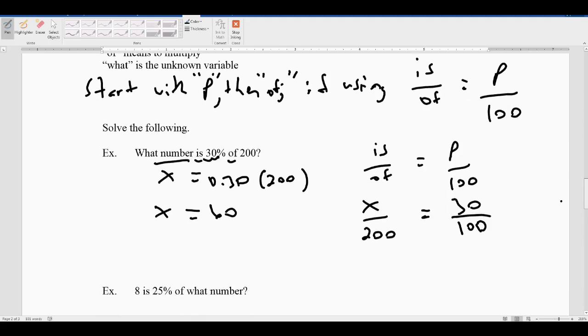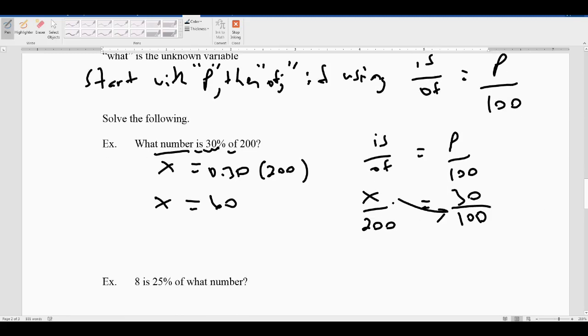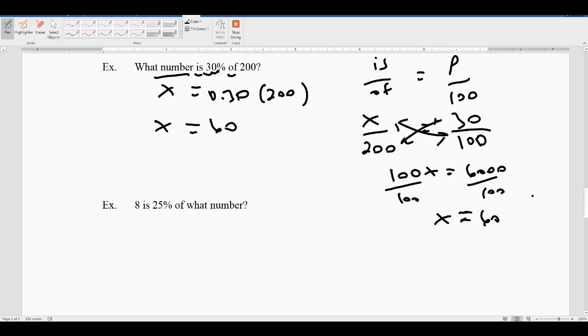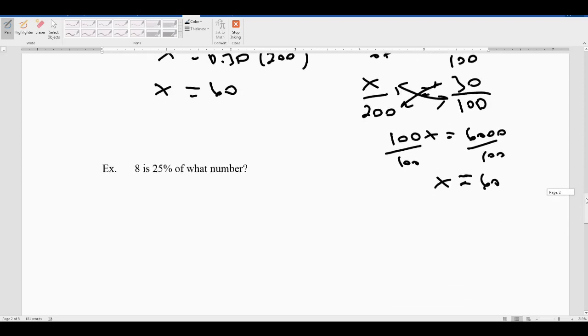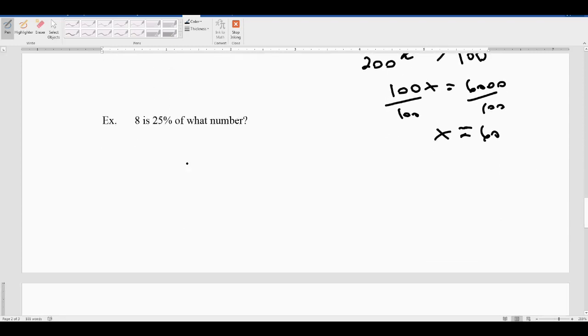And then as before, you cross multiply. Crisscross. X times 100 is 100x. 30 times 200 is 6,000. Divide both sides by 100. Cancel your zeros and you get 60, or type in your calculator. So either way you want to do it is totally up to you. You may prefer this method better. I don't know. It is totally up to you. But I'm going to tend to do these problems with percents.